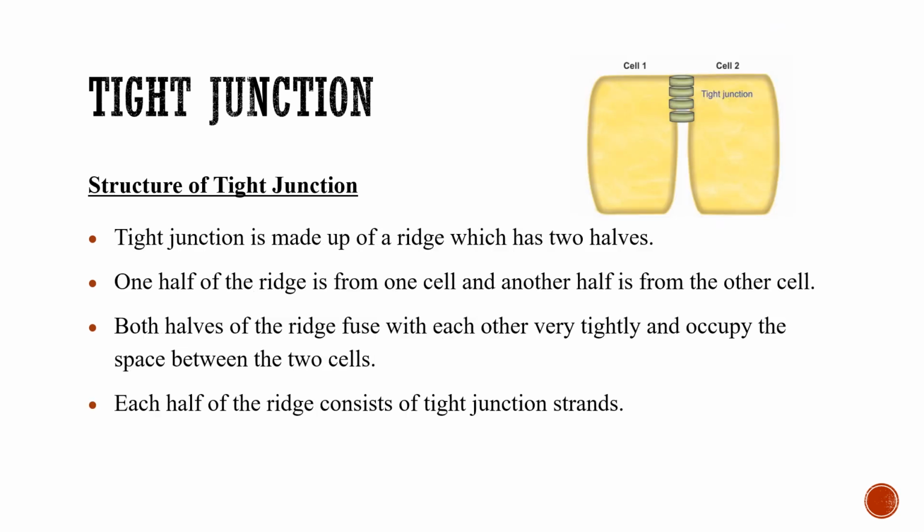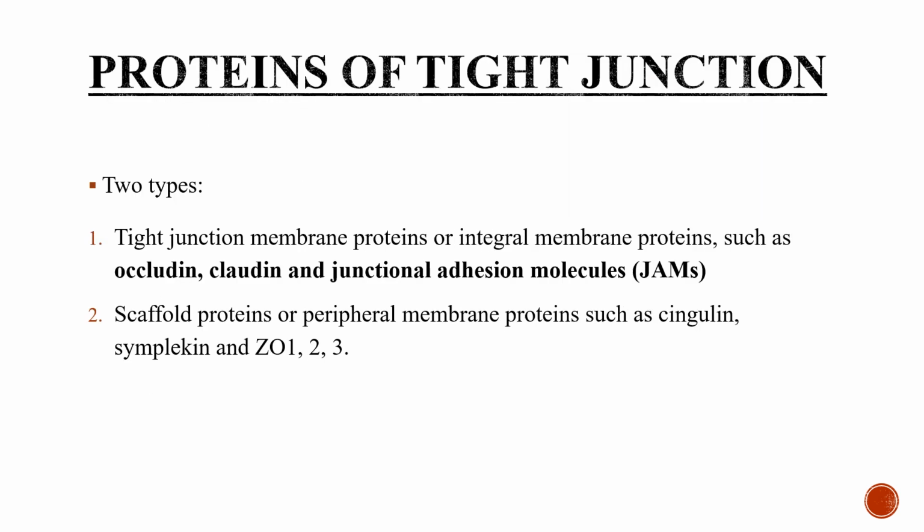So what is the structure of this tight junction? Tight junction has ridges which have two halves, and one half of the ridge is from one cell and the other half of the ridge is from the other cell, and both the halves of the ridges fuse with each other, and it occupies the space between the two cells, and each half of the ridge consists of tight junction strands. So this is the structure of the tight junction, and there are proteins which form the tight junction. These are of two types: the integral membrane proteins and the peripheral membrane proteins. The integral membrane proteins are occludin, claudin, and junctional adhesion molecules. As I told you, the other name is zonula occludens, and this is how you should remember the name of the protein which forms the tight junction.